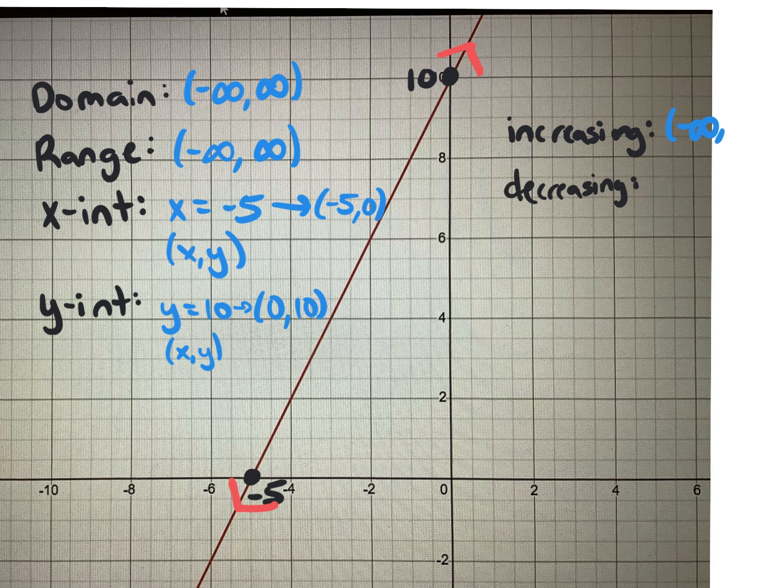Where do we stop increasing at? Right, we never stop, so it continues on to positive infinity. Are we ever decreasing? Like, is this graph ever decreasing? Yeah. If you read right to left, yes, but we read left to right. Oh, so does it ever come back down? No, so there is none decreasing.